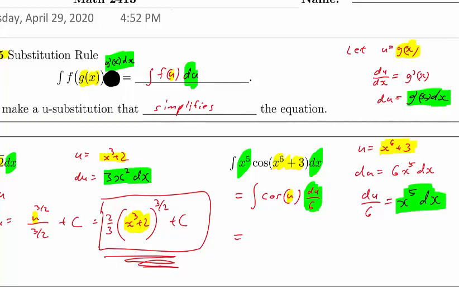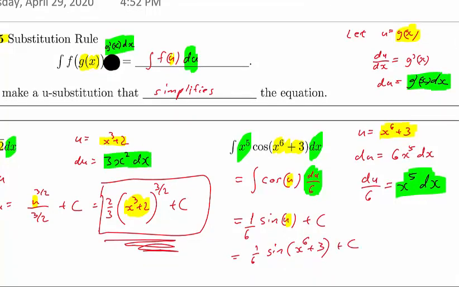All right, and so what do I need to take the derivative of to get cosine? Well, that's just sine, because the derivative of sine is cosine. Don't forget to add the constant. Awesome, so that one's pretty straightforward. Let's go ahead and make the final substitution right here. And there we are, that's the answer: 1/6 of the sine of x to the 6 plus 3. Don't forget to add that constant.